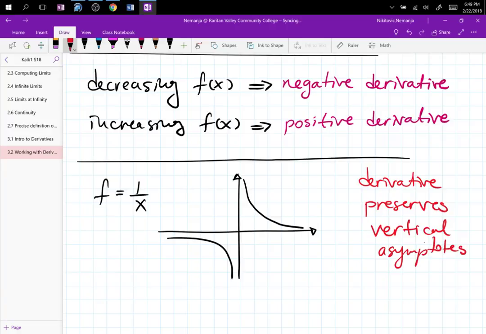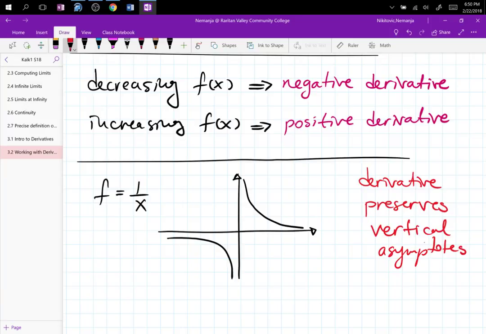So we had a vertical asymptote at x equals 0. The derivative will have the vertical asymptote at x equals 0. That's fine. What kind of function is this? Increasing or decreasing? Decreasing. As you move from left to right, you are going down the hill all the time.